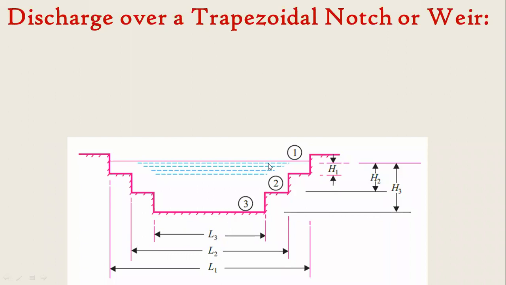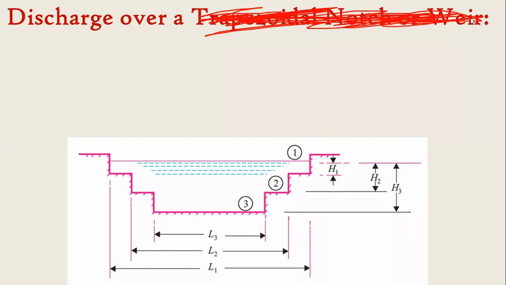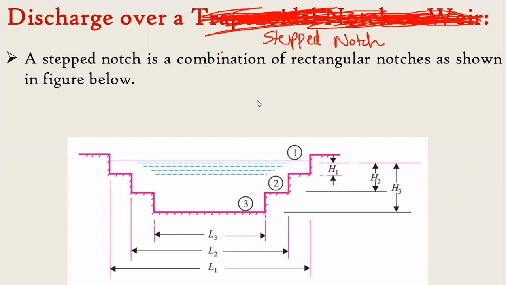Okay, so there is some problem in the title. I will change it and send the corrected notes to you. This is not a trapezoidal notch or weir, it is stepped notch. Okay. So what is a step notch?